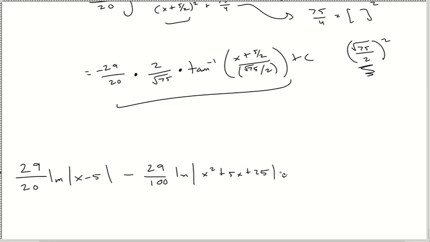Gone this far, might as well make it look pretty. And now minus the 29 over 20. Oh, and I know it'll simplify. I know. I don't have the energy anymore.